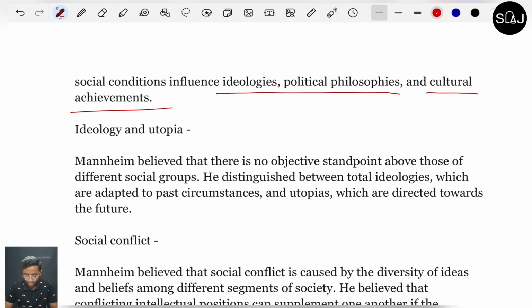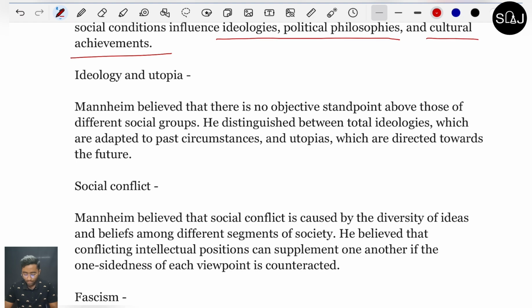Okay. Now, ideology and utopia. Mannheim believed that there is no objective standpoint above those of different social groups. He distinguished between total ideologies, which are adapted to past circumstances, and utopias, which are directed towards the future.